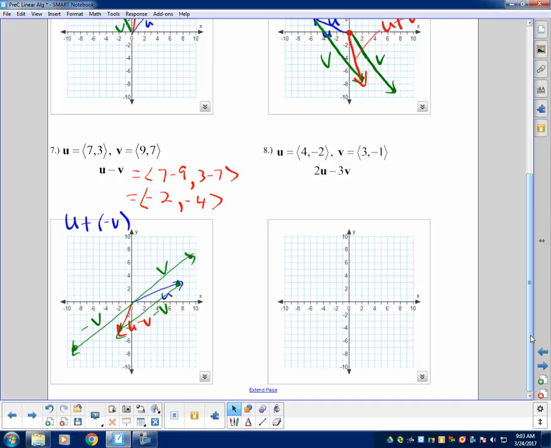Have you guys talked about the parallel principle in physics? Did you guys talk about it? Quite a bit? Okay. A bit of geometry there. Okay.